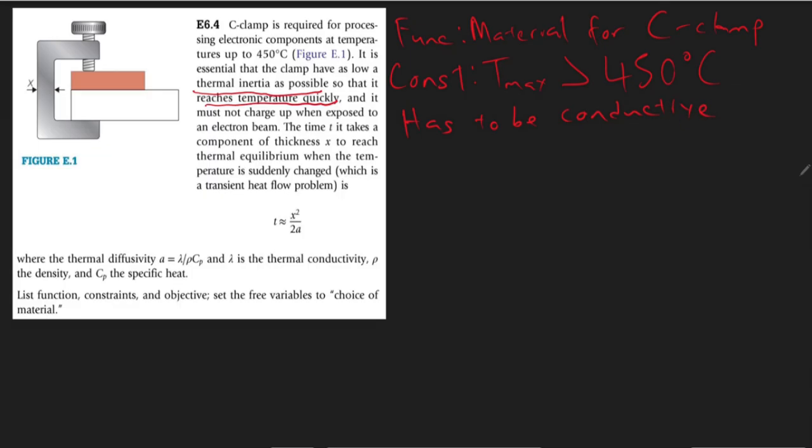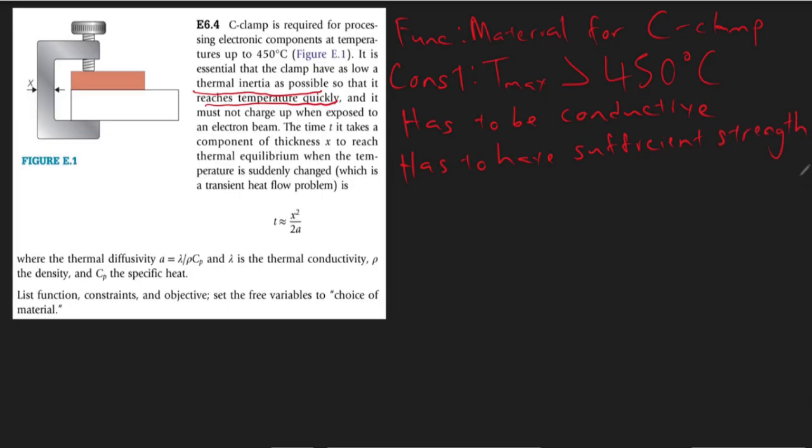Also, if you're looking at the function of this C clamp, you're going to use it to tighten a material or an electronic device as hard as possible. That's how you're going to hold the material. So for this material to withstand these forces, it should have the required strength. It must have sufficient strength to withstand tightening this material onto electronic devices. So it has to have sufficient strength.